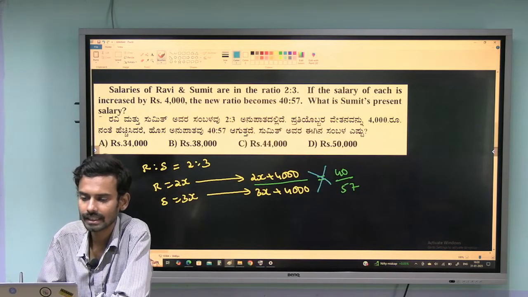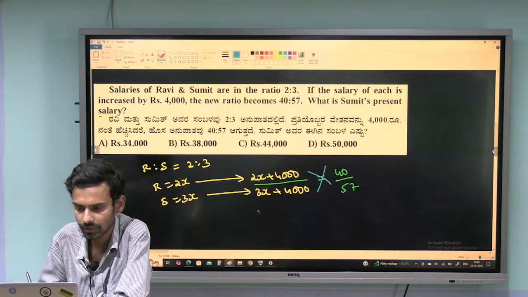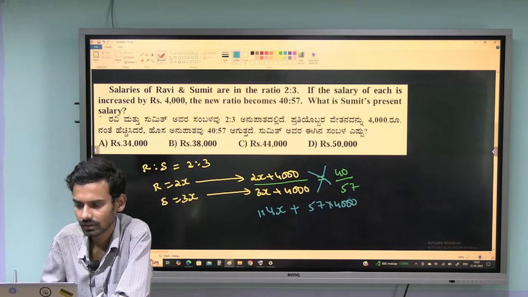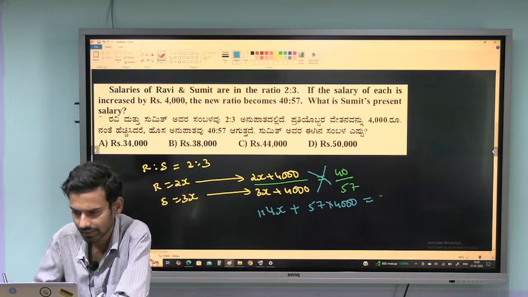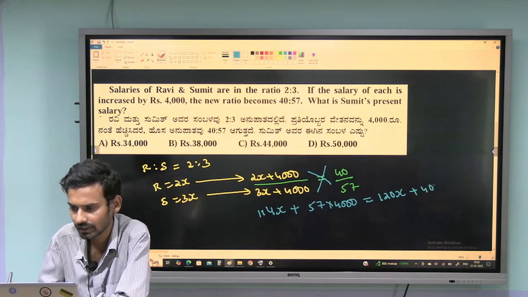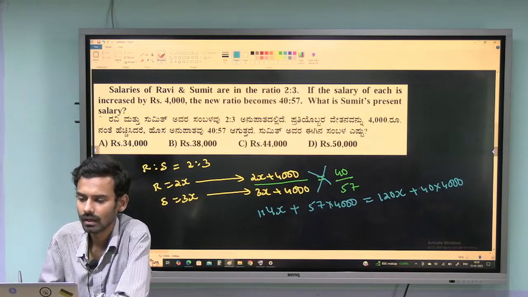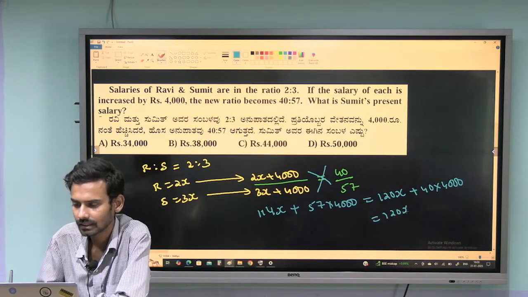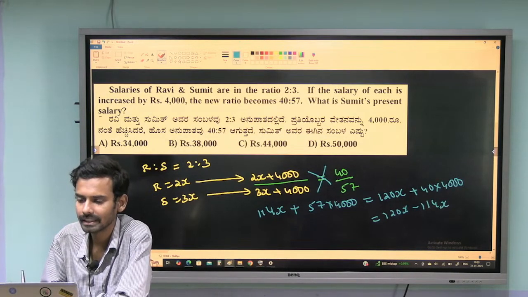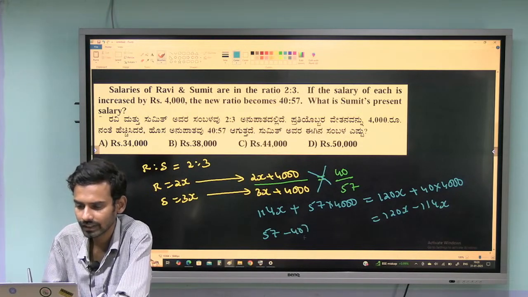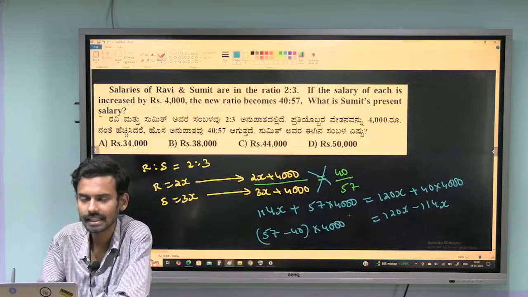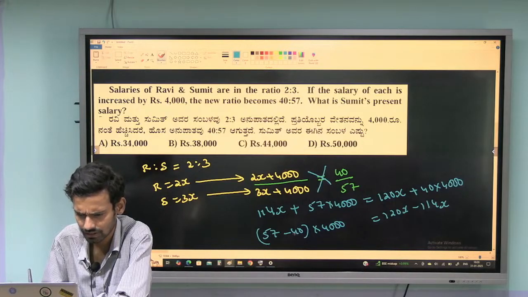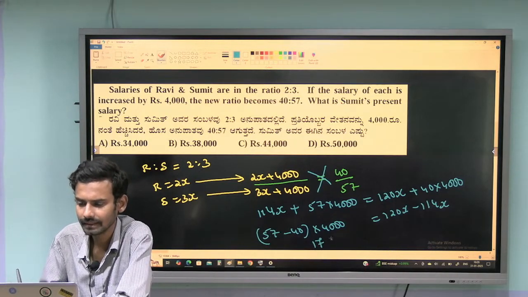Cross multiply, what you will be getting? 57 into 2 will be 114. 114x plus 57 into 4,000 should be equal to 40 into 3 is 120. So 120x plus 40 into 4,000. Now if you consider all the x terms to one side, you will be getting 120x minus 114x should be equal to 57 minus 40 into 4,000. I am just taking that 4,000 common in both the terms. So 57 minus 40 will be equal to 17. So x is there.